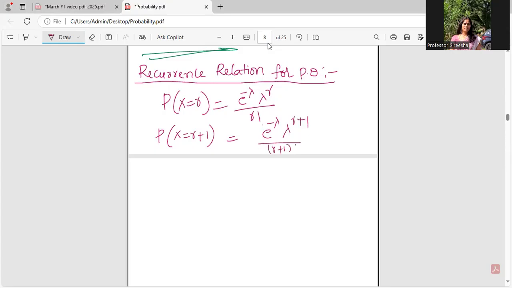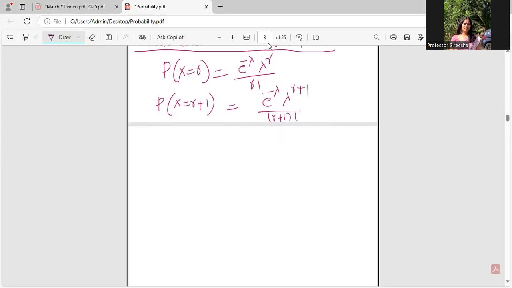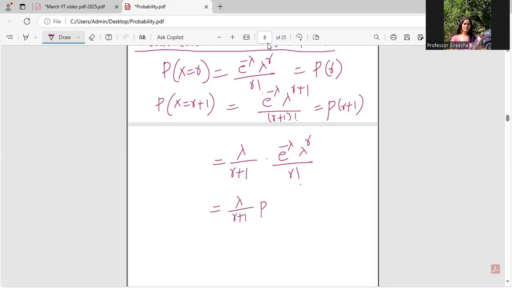I'll just rewrite it. Lambda power R plus 1, I'll take lambda out. In R plus 1 factorial, I will take R plus 1 out. So it will be something like e power minus lambda, lambda power R by R factorial. Now, this is nothing but P of R, or P of X equal to R. This would be called P of R, and this would be called P of R plus 1. Shorthand notation, because it's difficult to write all the time. So it is nothing but lambda by R plus 1 into P of R.